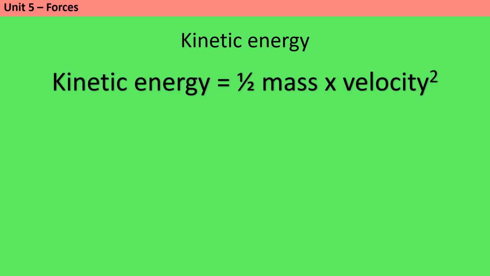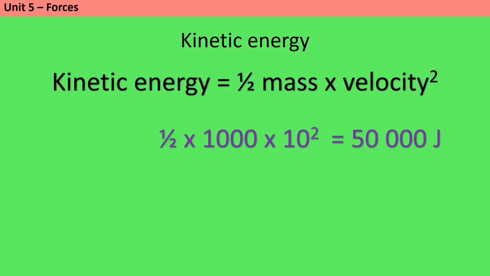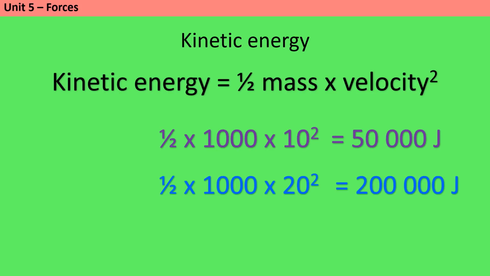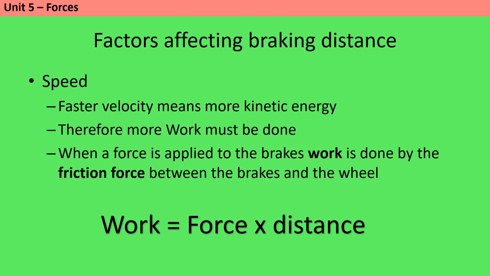One reason for this is the amount of kinetic energy that the car has when it's moving that quickly. So if we take a car with a mass of 1,000 kilograms and we say that it's moving at a velocity of 10 meters per second, then it has 50,000 joules of kinetic energy, and it needs to lose that kinetic energy in order to come to a stop. But if I have the same car moving at a velocity of 20 meters a second, so twice as fast, then it actually has 4 times as much energy. So when we're trying to explain this, we can say that a car travelling at a faster speed or a faster velocity has more kinetic energy, so therefore more work has to be done in order to stop the car.